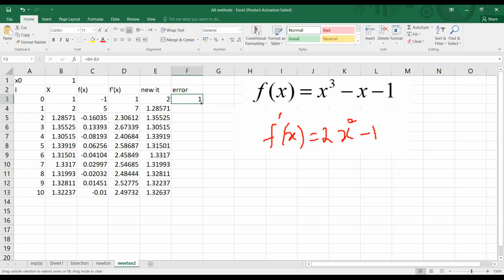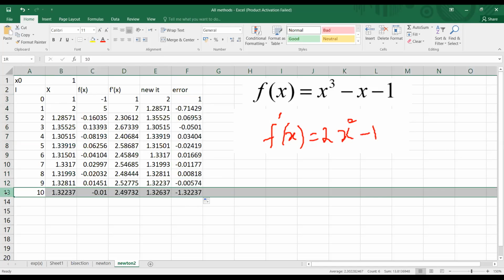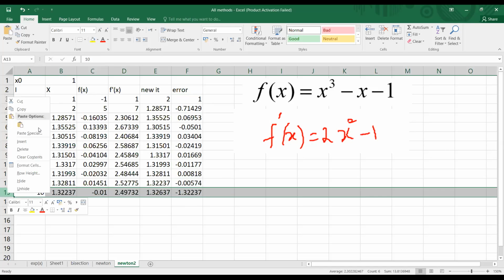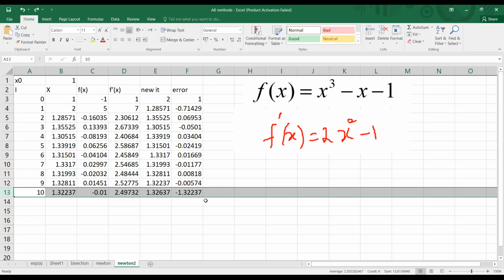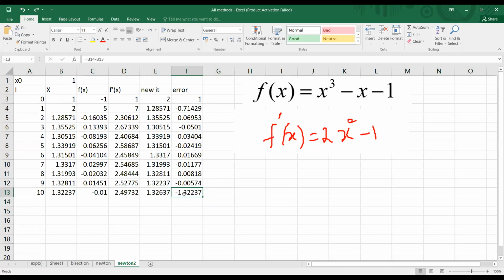And I am copying this formula for the remaining rows. Here we have an error of 0.00. So I am removing this iteration because the minimum error is there. Why is it -1? Because this is assumed as a 0. So this number is to be copied here.